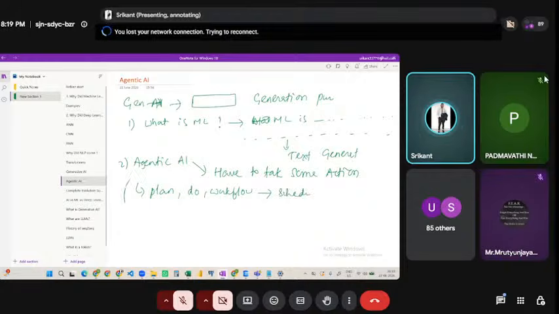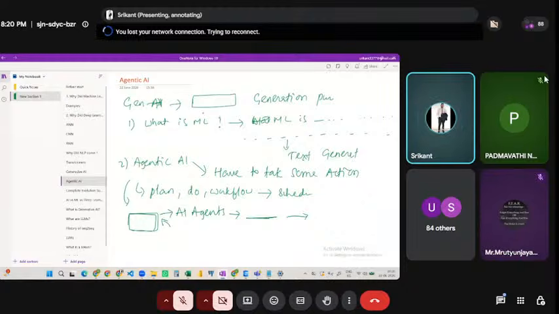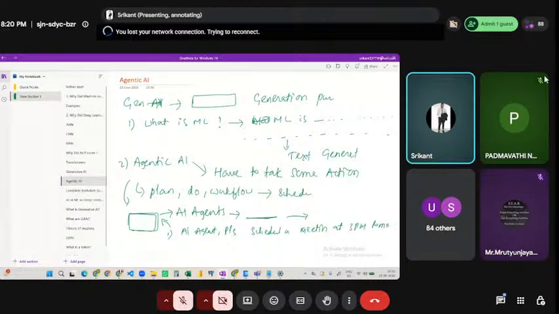Okay, let me give some examples. If we have an application, I will ask a question here, and this acts as an AI agent. Remember this word: an AI agent is nothing but an agent. If I tell something to it, then it can take some action. Suppose I ask the AI agent, please schedule a meeting at 3 p.m.